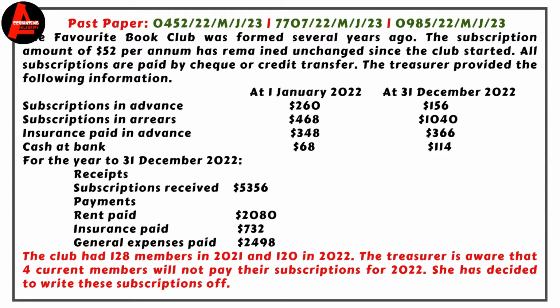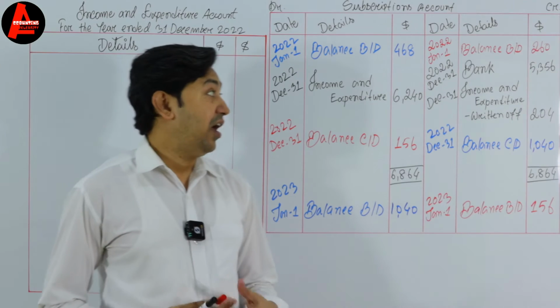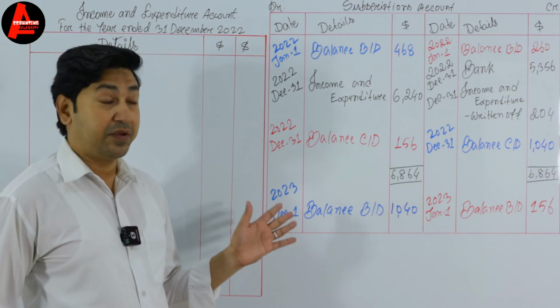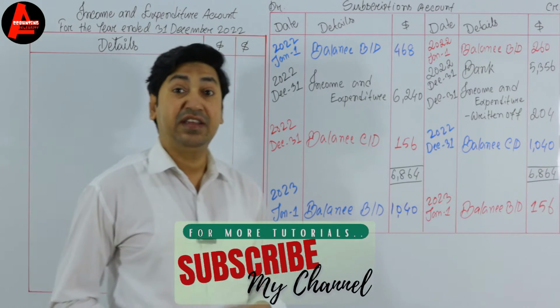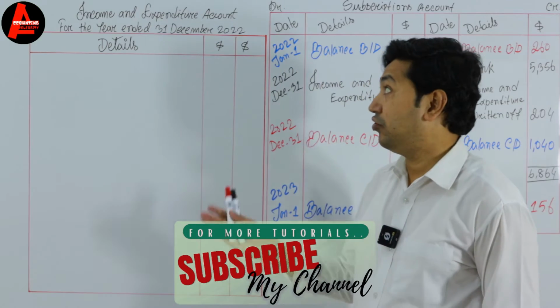So we can see here a lot of information, actually receipts and payments. At the end of the question we have: the club had 128 members in 2021 and 120 in 2022. The treasurer is aware that 4 current members will not pay their subscription for 2022. She has decided to write off this subscription. So this was our question, and from it we have already prepared the subscription account. Our other requirement for this question is the income and expenditure account, which is here.